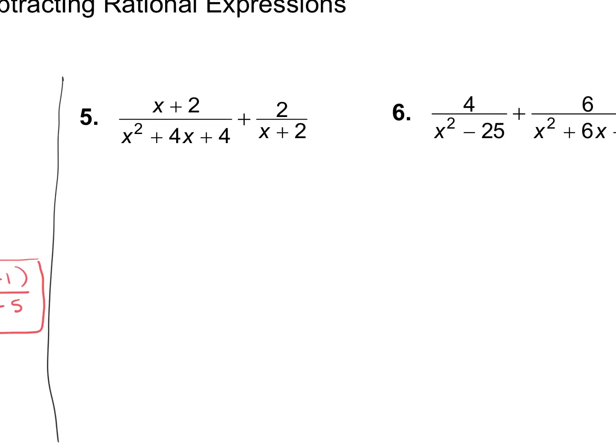All right, so number 5. We need a common denominator. First of all, they're not the same, so we don't have a common denominator. But what we don't know is maybe some of it is common. Maybe they have some common parts that we're just not aware of. So what we like to do is rewrite the problems with the denominators factored. That just makes it a lot easier to get to the common denominator.